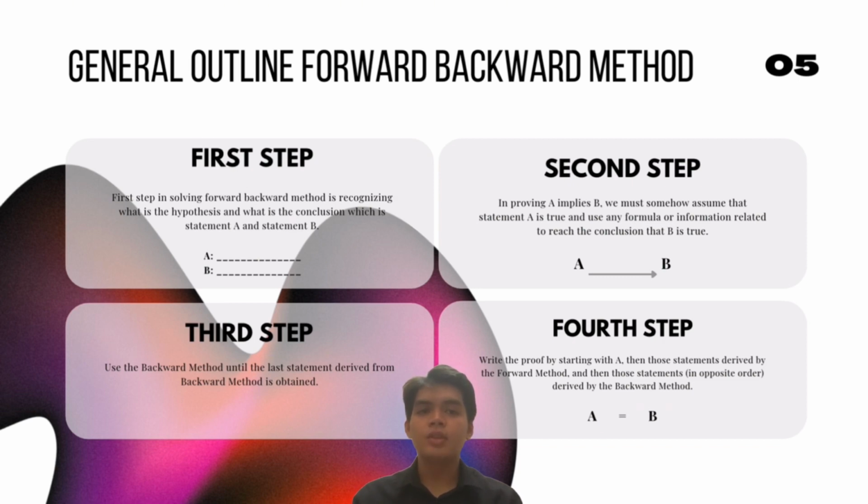We must assume that statement A is true and use any formula or information related to it to reach the conclusion that B is true. The next step is to use the backward method until the last statement derived from the backward method is obtained. The last step is to write the proof by starting with A, then those statements derived by the forward method, and then those statements in opposite order derived by the backward method.